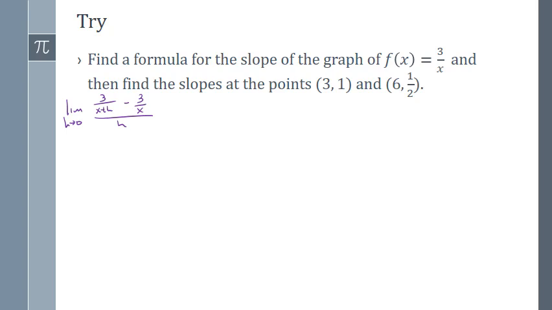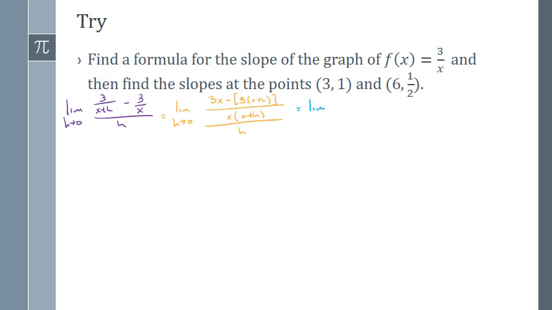I'm going to get a common denominator by part. So limit as h goes to 0 of 3x minus 3 times x plus h all over x times x plus h, and that is all over h.